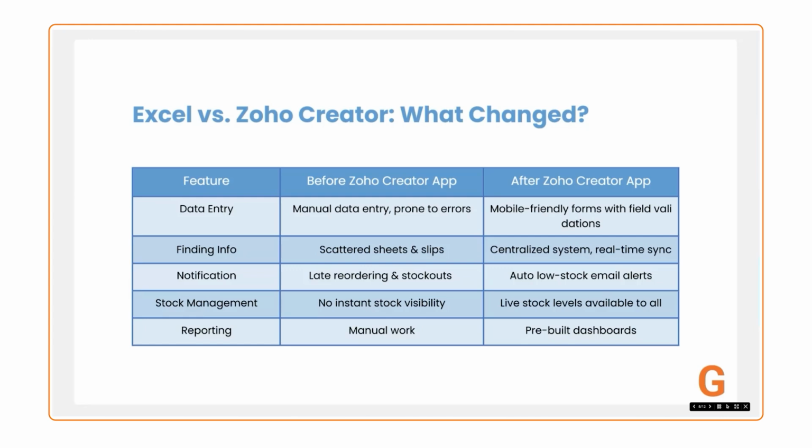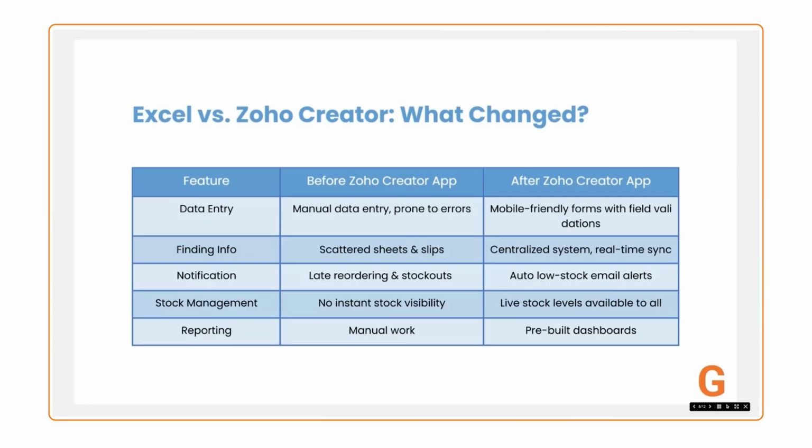Notifications with Excel, you don't really get any kind of notifications, right? You cannot automate reminders or anything, which is very seamlessly taken care of by the Zoho Creator app. When it comes to stock management, with Excel you don't get instant stock visibility. You have to apply formulas, you have to apply filters, you have to type in through data. But with the system, Zoho Creator gives you complete stock visibility, and it is accessible to everyone. You can have user access, you can limit your access so that no person can fidget with the data or the stock.